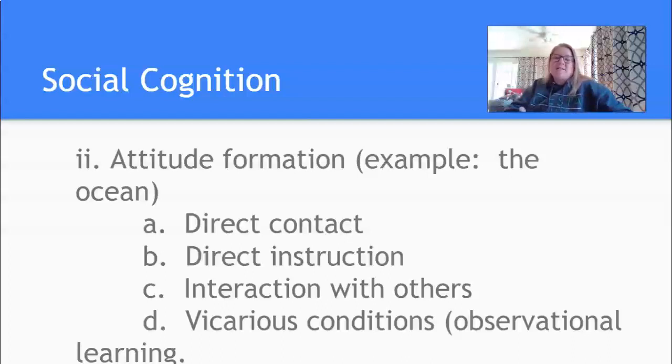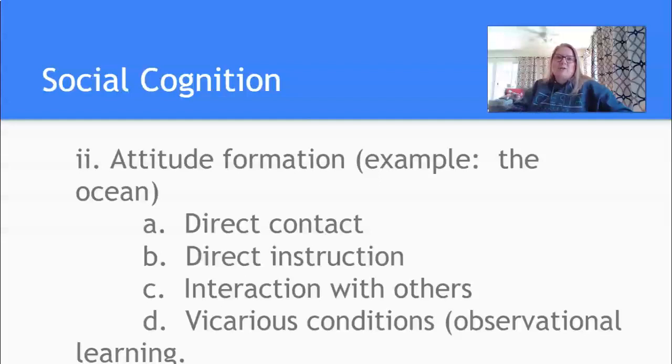This can be, of course, an attitude about anything, but maybe your parents have always said really negative things about a neighbor. Now, maybe your experience with that neighbor was never negative. Maybe they didn't tell you directly, don't like that neighbor. But just because you've heard what they've talked about, you've taken on that same attitude about that person or that thing. Vicarious conditions, observational learning, basically.